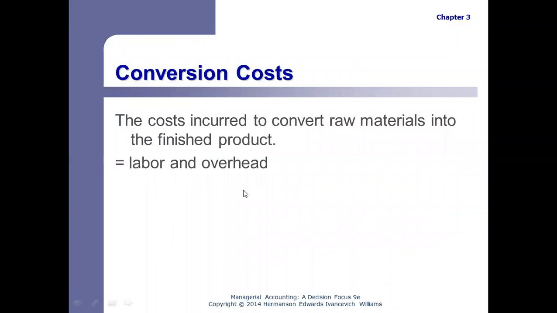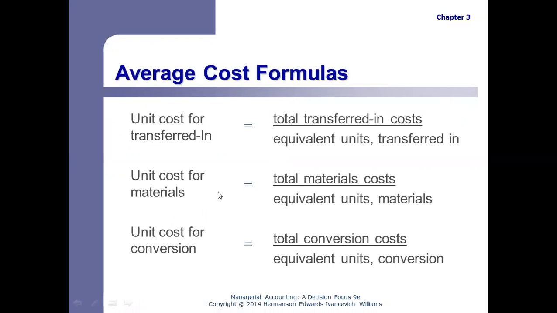Okay, so a couple of terms first. Conversion costs are labor and overhead: the cost to convert raw materials into a finished product. What it takes to convert raw materials are labor and manufacturing overhead. So conversion costs equal labor plus manufacturing overhead. Here are some average cost formulas. We won't go over those in detail now. We'll take a look at some of these in the homework.